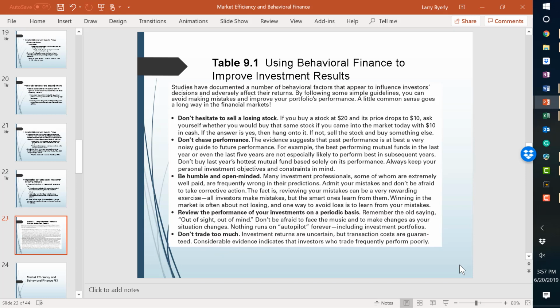So what does this tell us about investments? Well, we basically have 5 steps here, right? Don't hesitate to sell a losing stock. If you do sell it and you sell it too soon, you can always buy it back. Don't chase performance. Almost every investment flyer, investment information packet that you see will tell you that the past does not guarantee future performance. So don't get hung up on what it's done in the past.